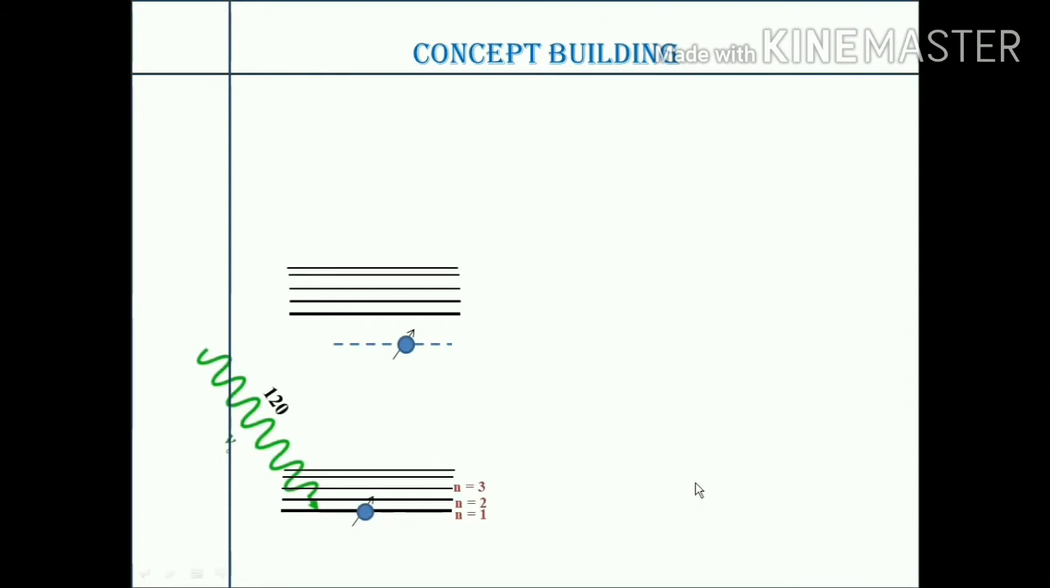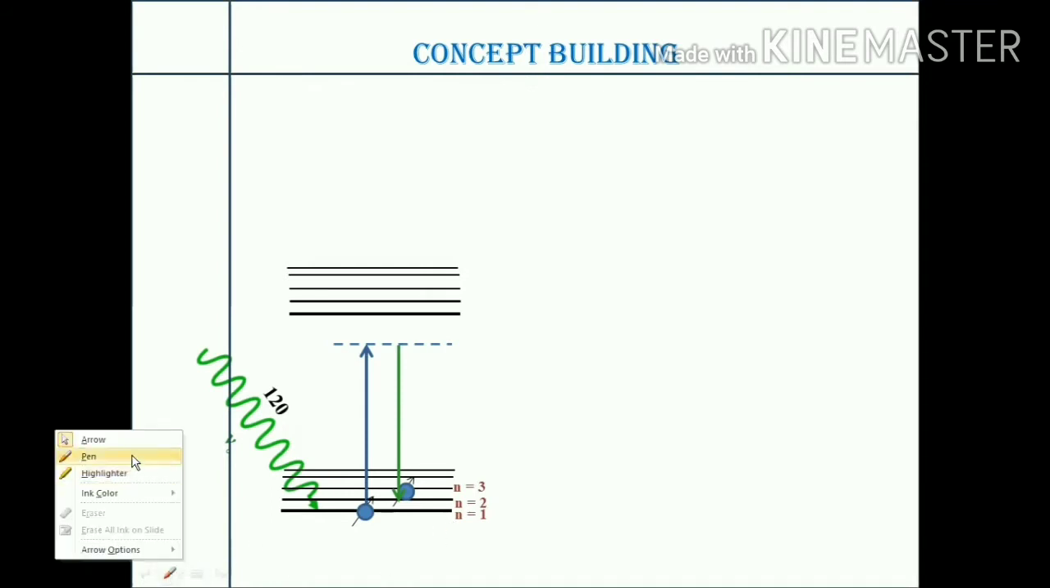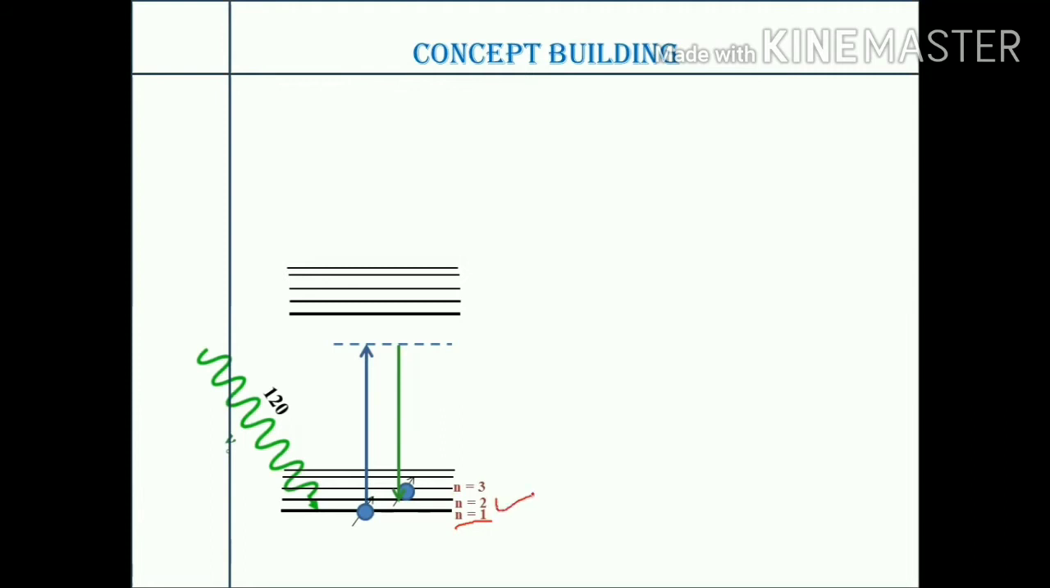So suppose a laser beam is made incident over the molecule and it carries, let's say, an amount of energy equal to 120. So what happens? The molecule moves to the virtual state and then it comes to the lower energy level, right? The molecule was initially in the energy level n is equal to 1, and after coming back from the virtual level, it has reached n is equal to 2.